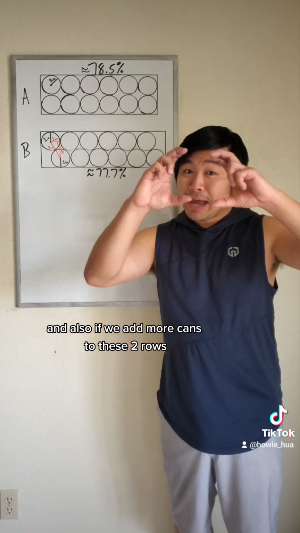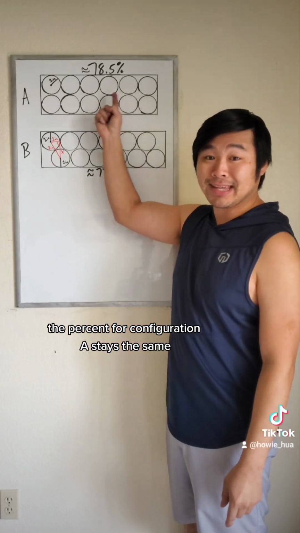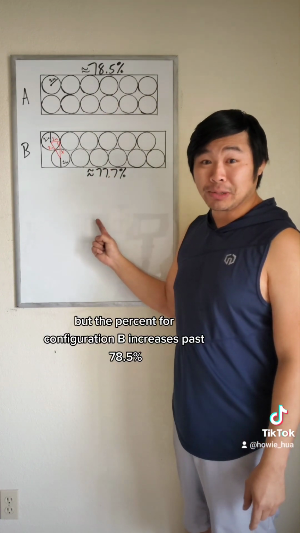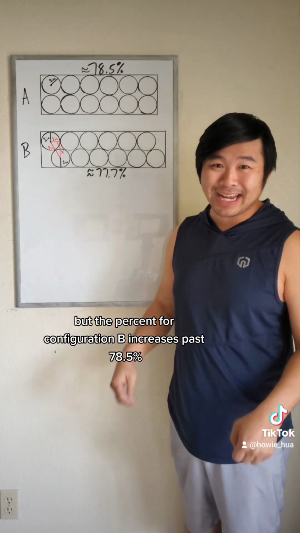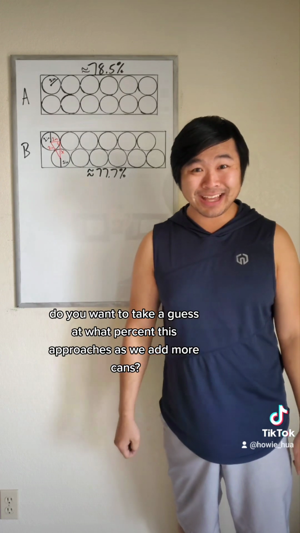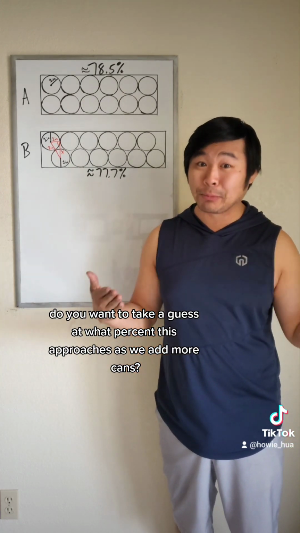And also, if we add more cans to these two rows, the percent for configuration A stays the same, but the percent for configuration B increases past 78.5%. Do you want to take a guess at what percent this approaches as we add more cans?